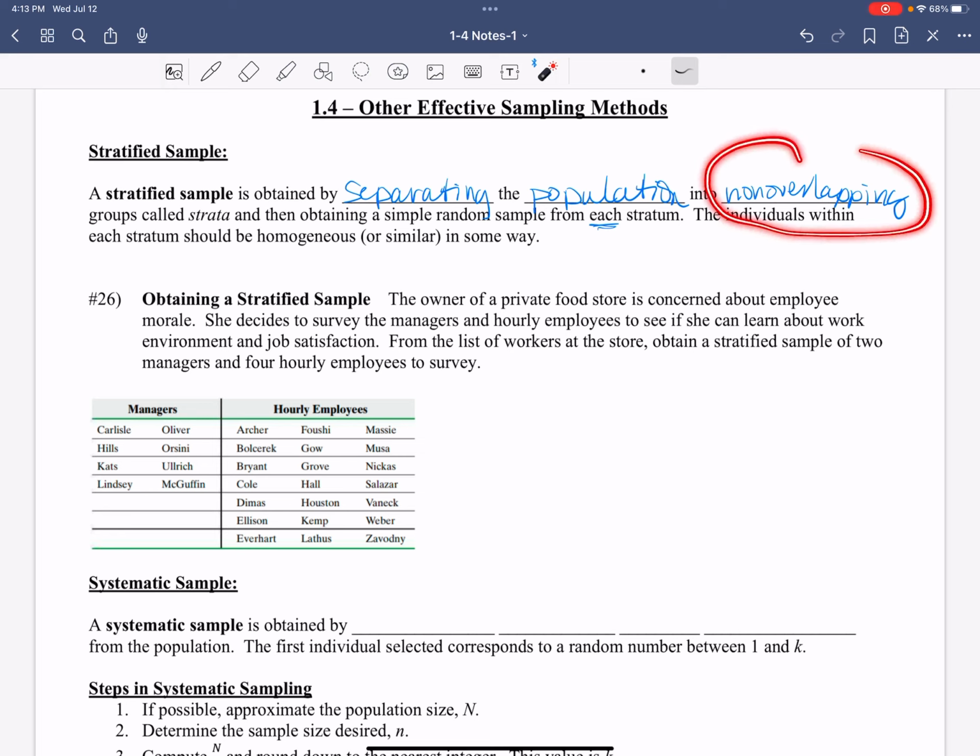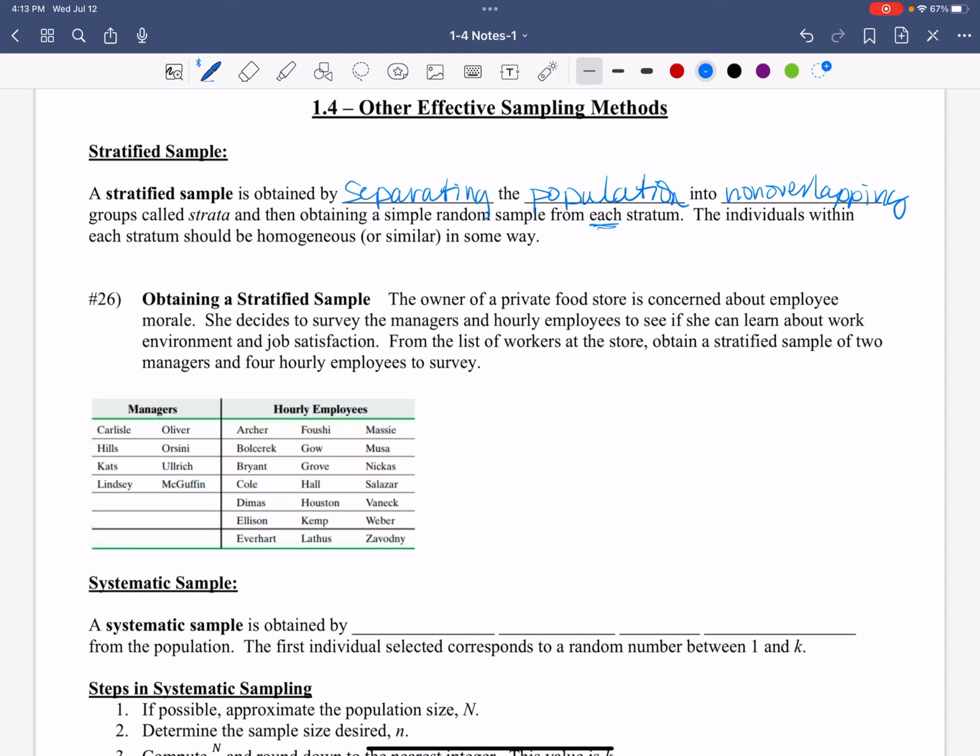First of all, it is non-overlapping, so you can't have the same thing. It's just one per deal. And then each one has to be similar as you're looking into each stratum. So it's called a stratified sample because it's broken up into groups, and the groups are called strata. Remember how we've talked about mathematicians are not creative, so whatever it's called is what it is. So this one is called a stratified sample because it's broken into these groups called strata.